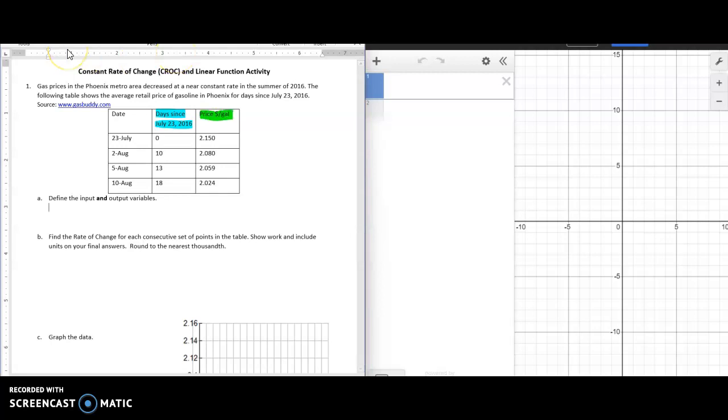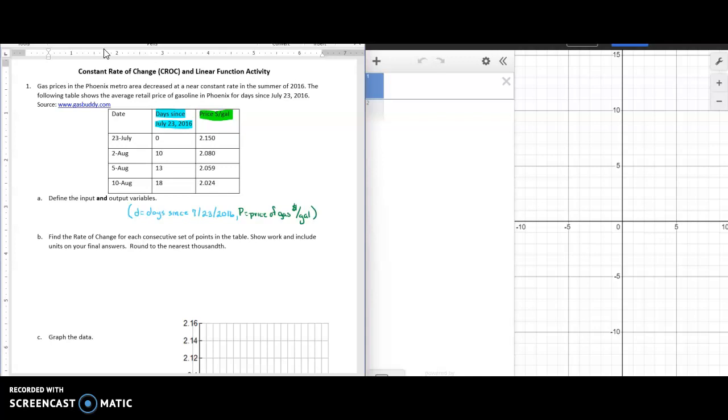Again, we want to find a letter that makes sense. So D equals the days since July 23rd, 2016. And our output is going to be, how about P equals the price of gas in dollars per gallon.